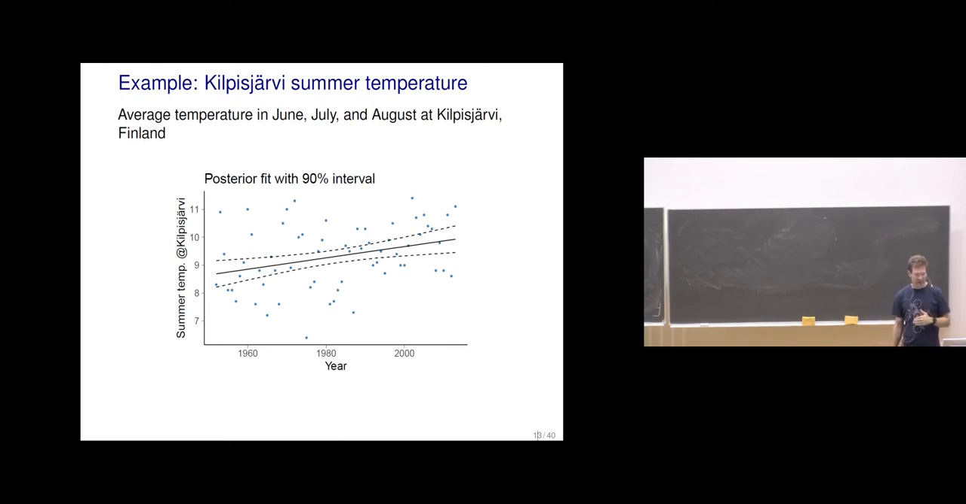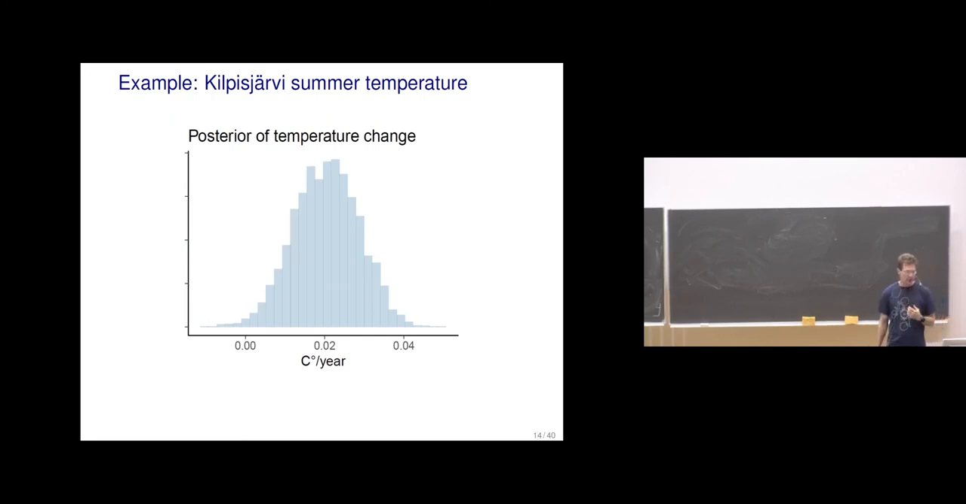So if we would draw posterior draws, and with each posterior draw we would draw a line, 90% of those lines would be inside of these dashed lines. So just by eye, it seems that it's likely that the slope is positive.